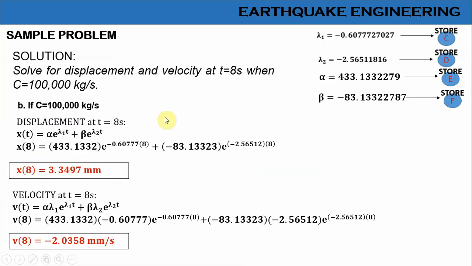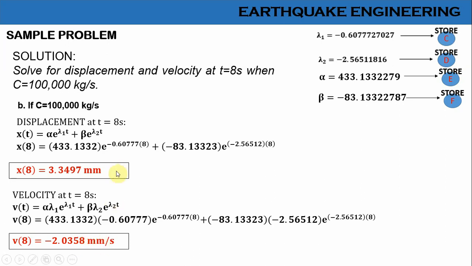Okay. So for the displacement and velocity when c is equal to 100,000 kg per second. So as usual, ato na silang ipang-substitute all the values, knowing nga na kay alpha and beta, which is nara diri, naka-store na siya. And yes, lambda 1, lambda 2 also, na lambda 1, lambda 2 sa C and D respectively. You will get 3.3497 mm for your displacement, and for your velocity, negative 2.0358 mm per second.